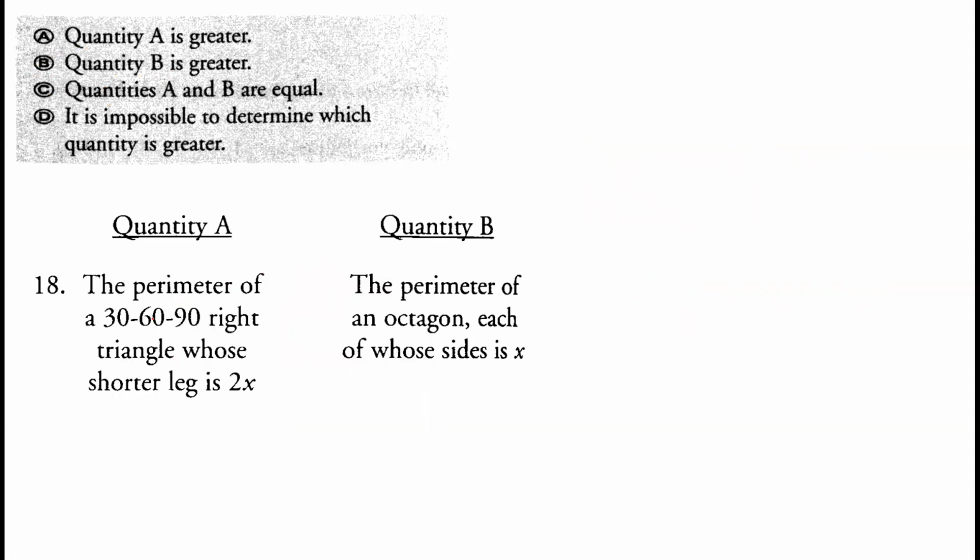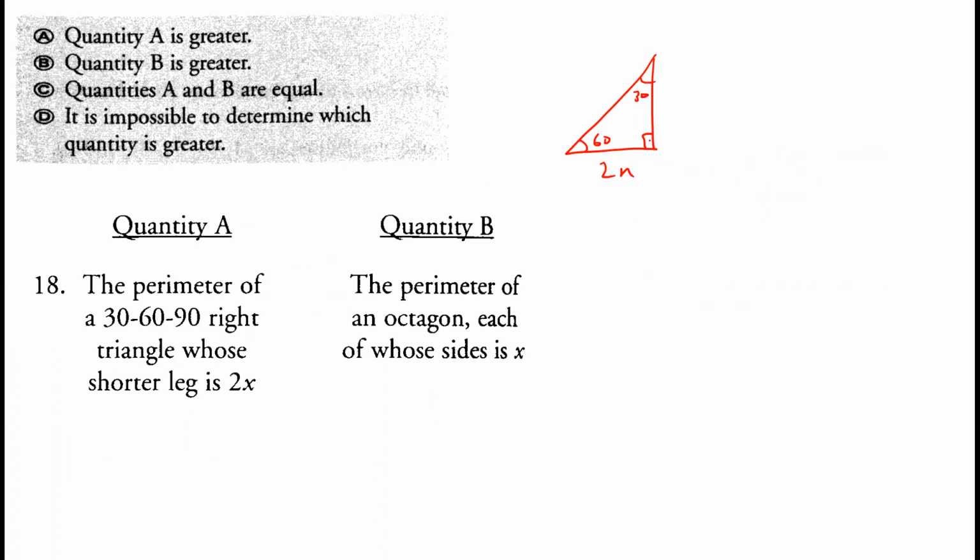Now the perimeter of 30, 60, 90. So we have this triangle that is 90. This is 60. And let's suppose this is 30. Whose shorter leg is 2x. So the shorter leg would be this one because it is opposite to the smallest angle, which is 30. So the length that is opposite to 30 will be the shortest one.